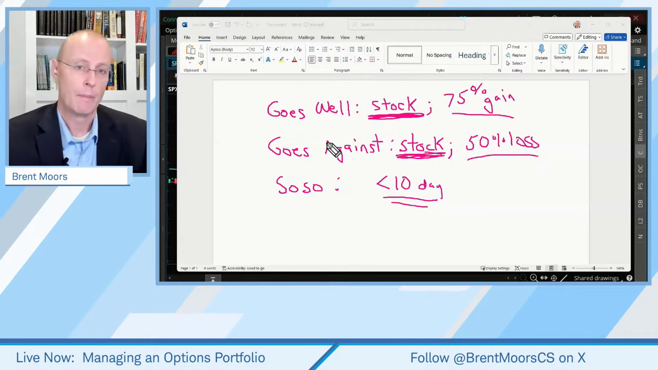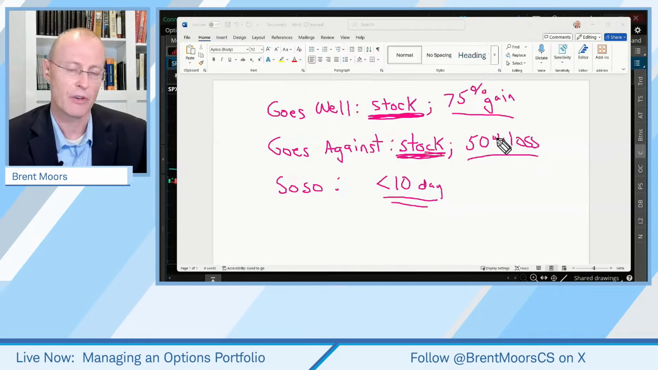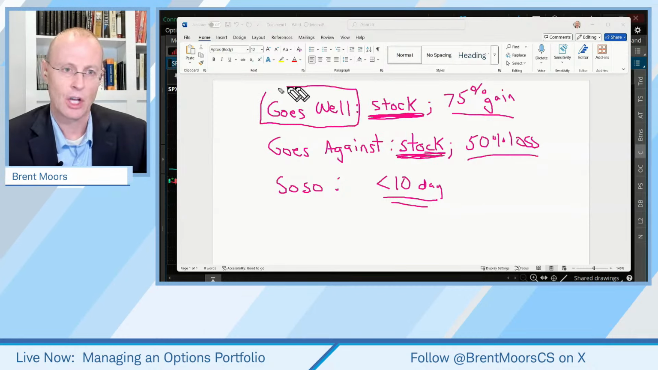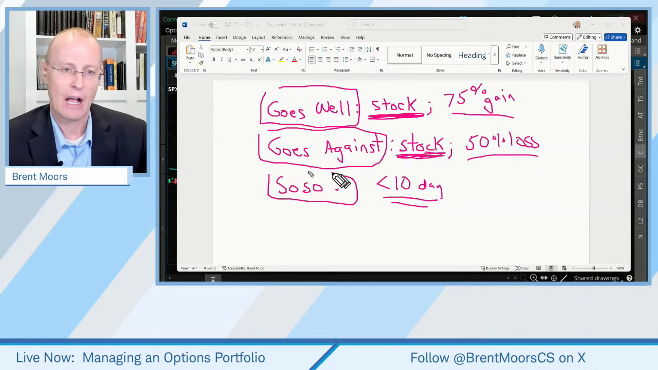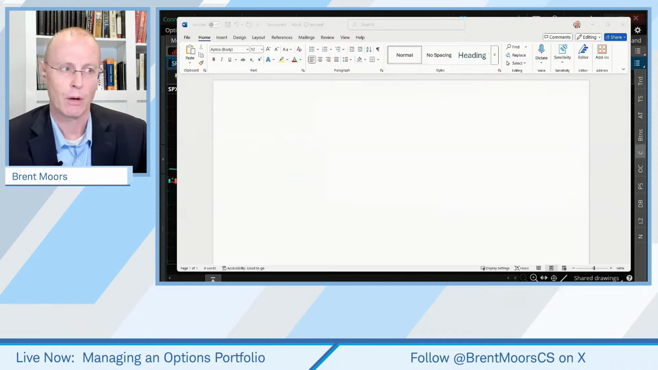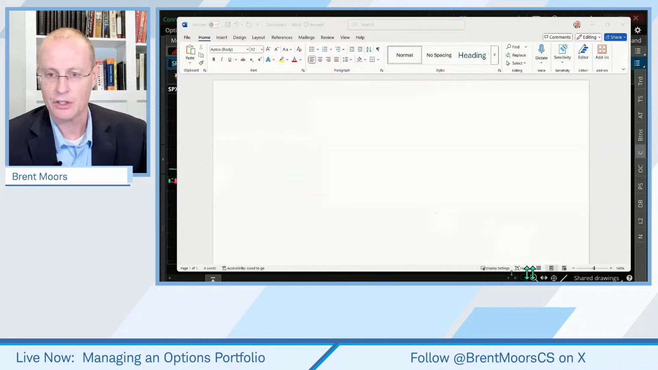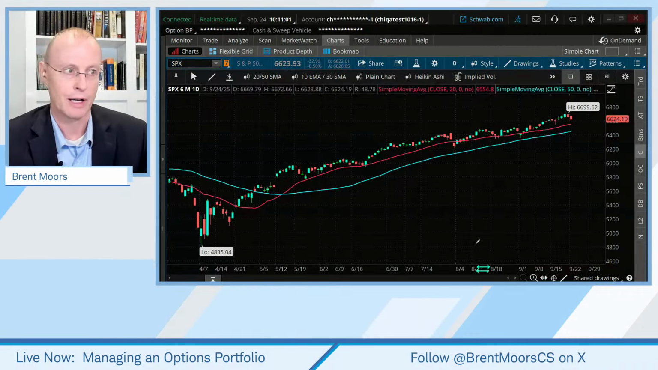The specifics here are based on vertical spreads, but the general idea is to have an exit if it goes well, or if it goes against you, or if it's just kind of hanging out going sideways. For any option trade, I want you to consider that, okay? All right, now let's go back and look at some trades. Let's look at a couple example trades there.